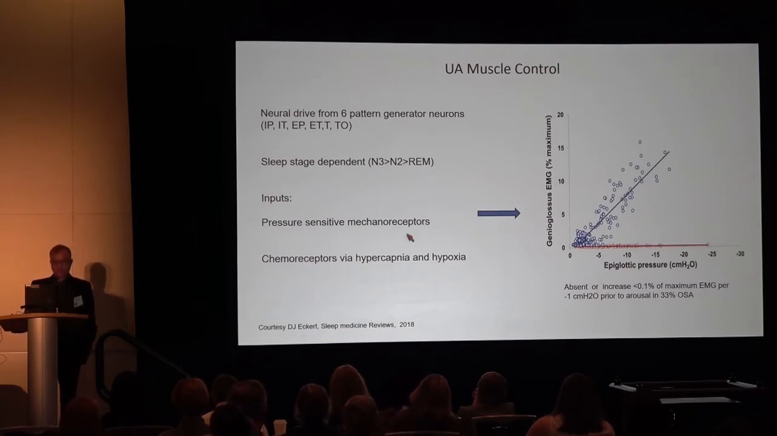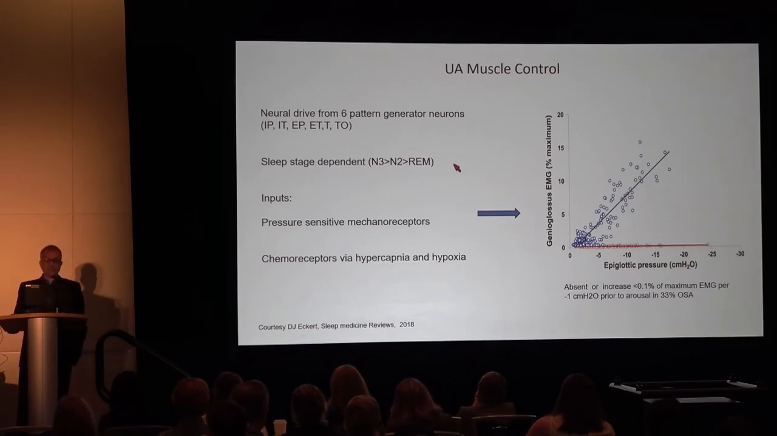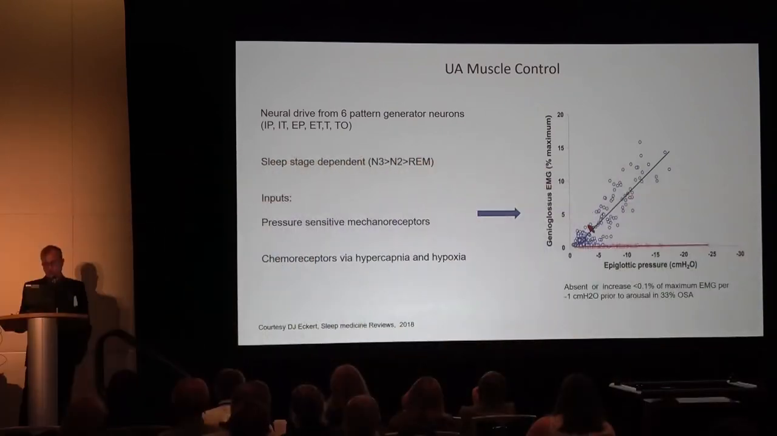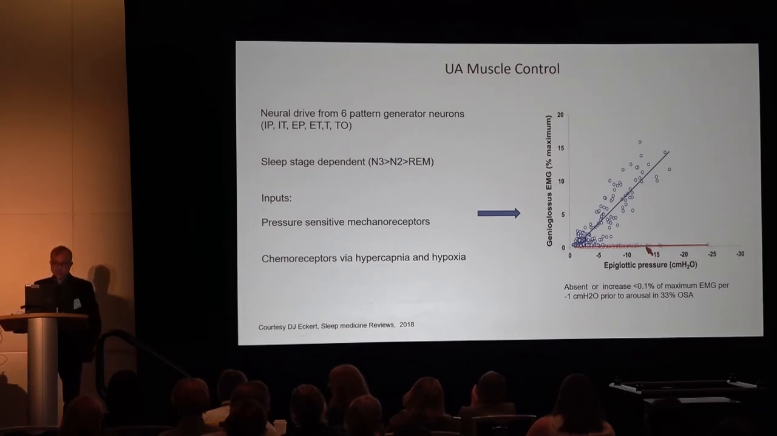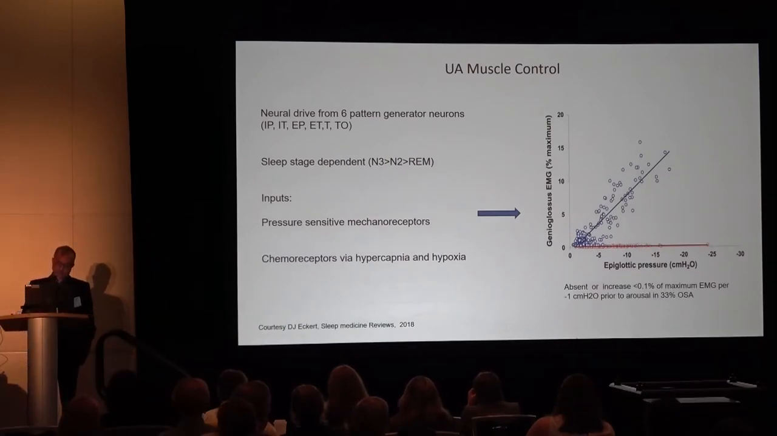We can see here the inputs, the pressure-sensitive mechanoreceptors: with increasing negative esophageal pressures, intrathoracic pressures, the EMG must increase. But it doesn't always happen. EMG is not always translated into airway opening. Here you have the positive correlation, as you see, between EMG and negative epiglottic pressures, and 1/3 of these OSA patients have absent or minimal EMG activity. Then the chemoreceptors, by hypercapnia and hypoxia, you all know that.